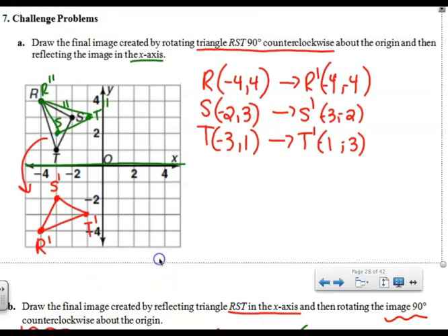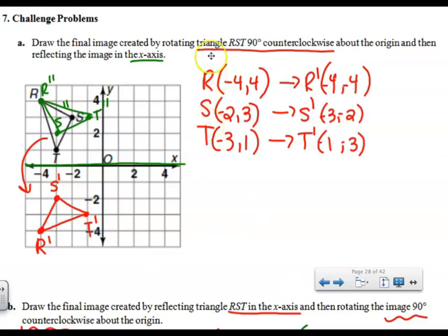For challenge part A, first off, I did the 90 counterclockwise. So I wrote down the ordered pairs of R, S, T. Counterclockwise would bring it down here. I flipped my ordered pairs, and then I made them all negative because this section's negative, negative. So here's my R prime, S prime, T prime.